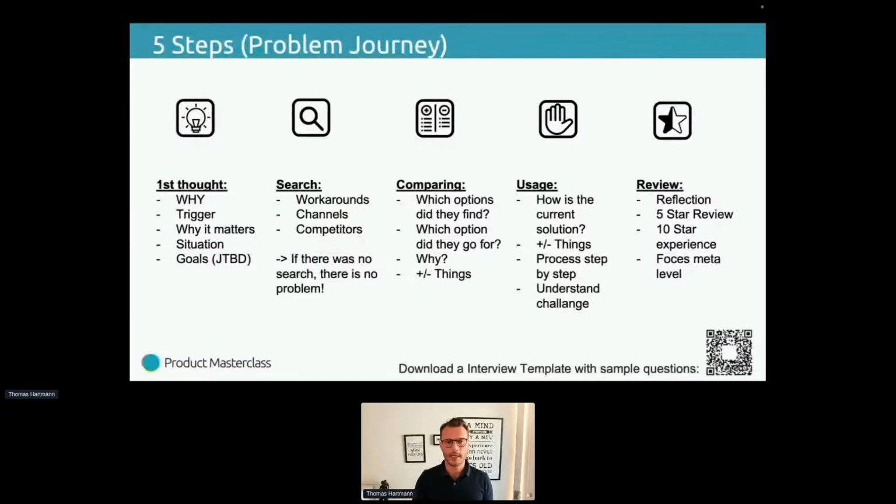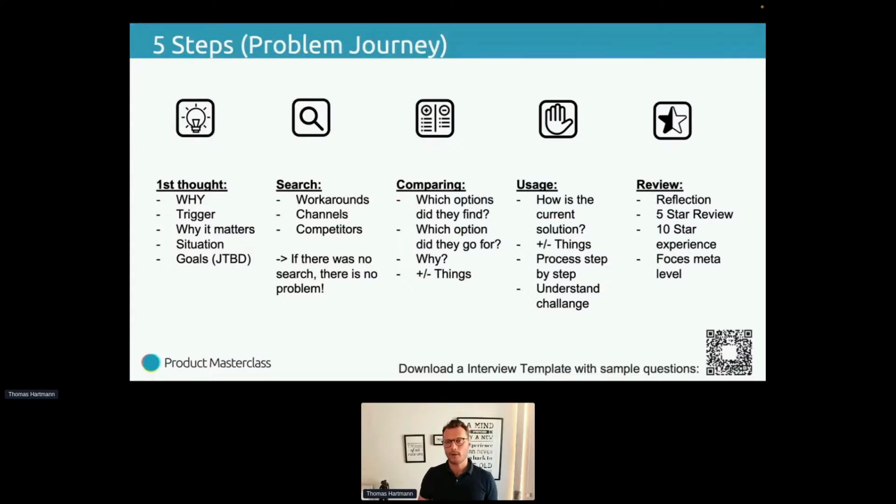And then you can reflect on the whole thing, the 4 points you had before. Reflection: give me an Amazon review on how your current solution works, right? 3 stars. Okay, why not 5? What's the difference? So it forces the interviewee on a meta level to weigh the different options and challenges.